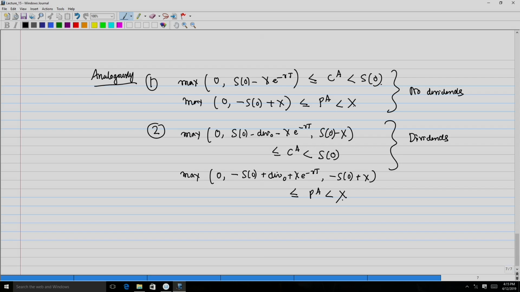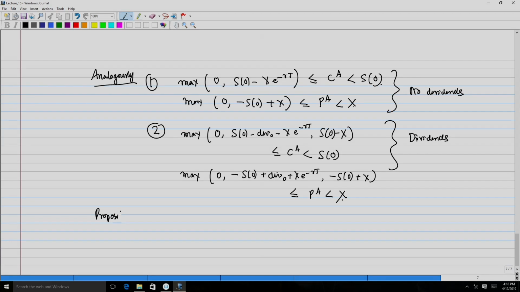Alright, so now what I am going to do is state a few results or propositions, and I will actually just do 1 or 2 cases and leave the rest as exercises. So, some propositions, and these propositions are in case of European options.